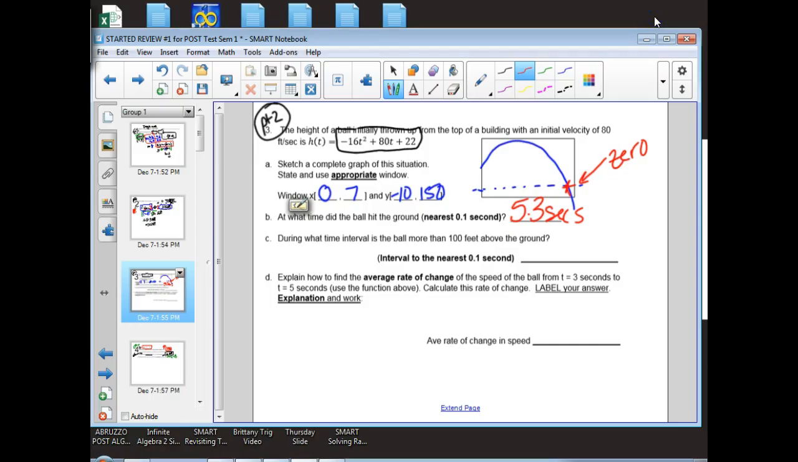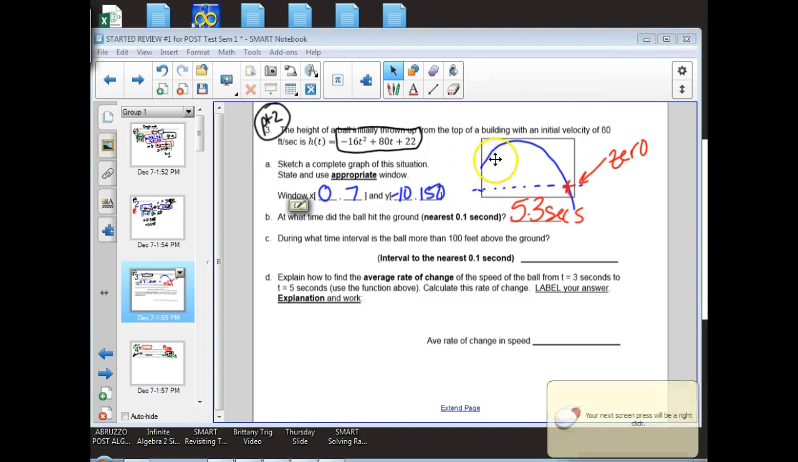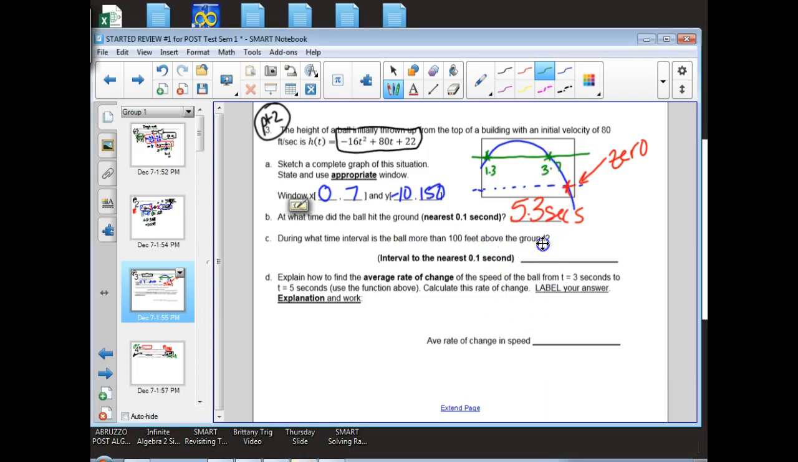So remember, and I'm going to add that to my picture, my glorious picture. Here's roughly 100 feet. So right here is 1.3 seconds, I believe, and right here was 3.7 seconds. So the time where it was more than 100 feet was from 1.3 to 3.7, in interval notation, of course. And then explain how to find the average rate of change from 3 seconds to 5 seconds.